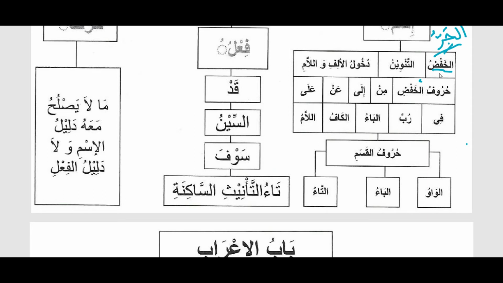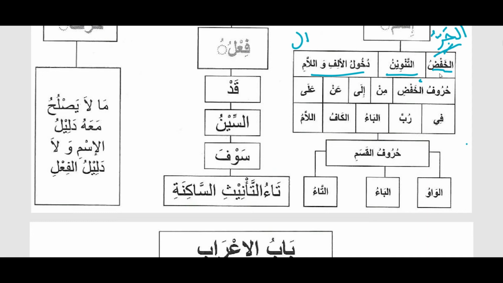Then one way for us to identify isim is tanwin, with tanwin. Then another way for us to identify isim is with dukhul al-alif wal-lam. It means with the entry or insertion of alif and lam. It means alif lam. If we see al, you know that word is an isim.